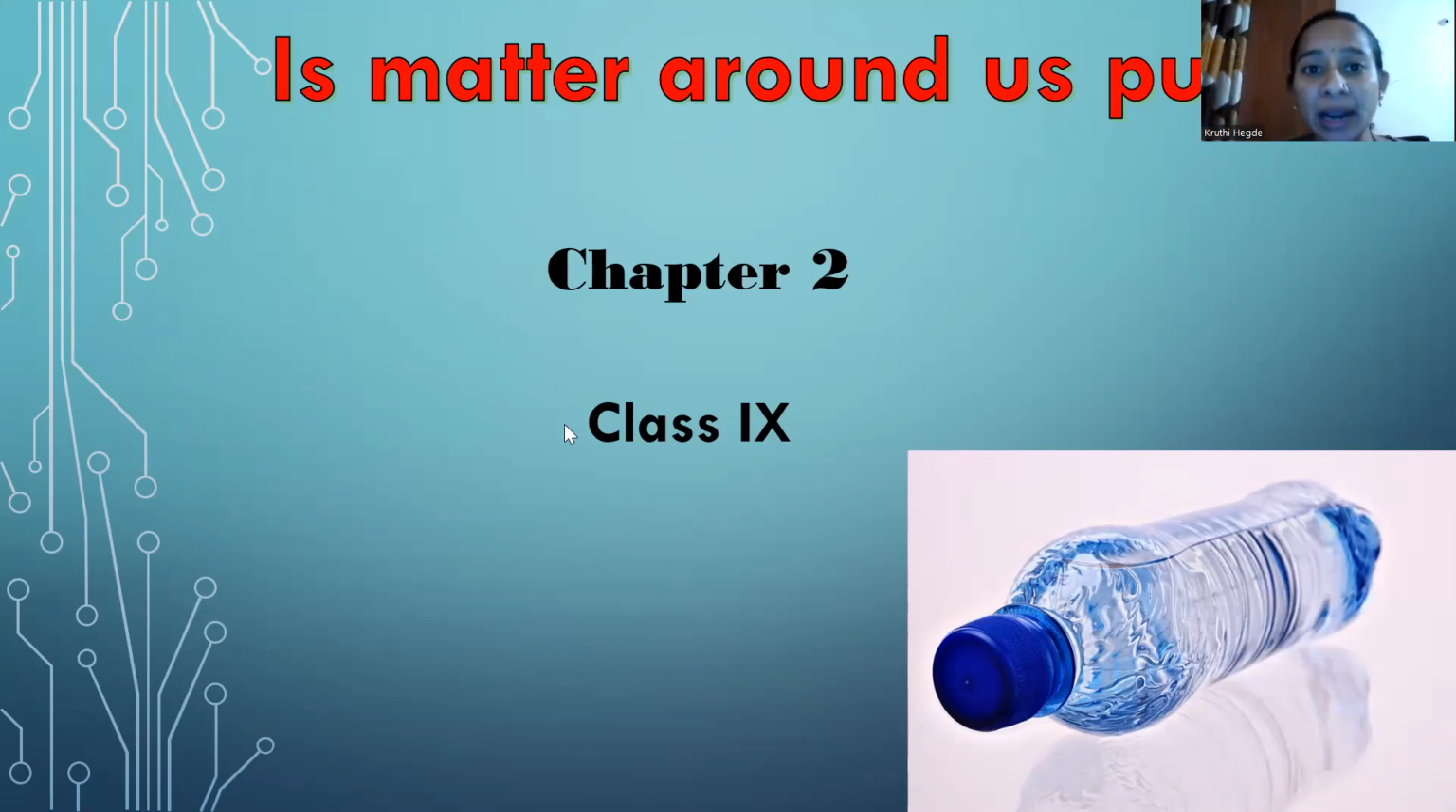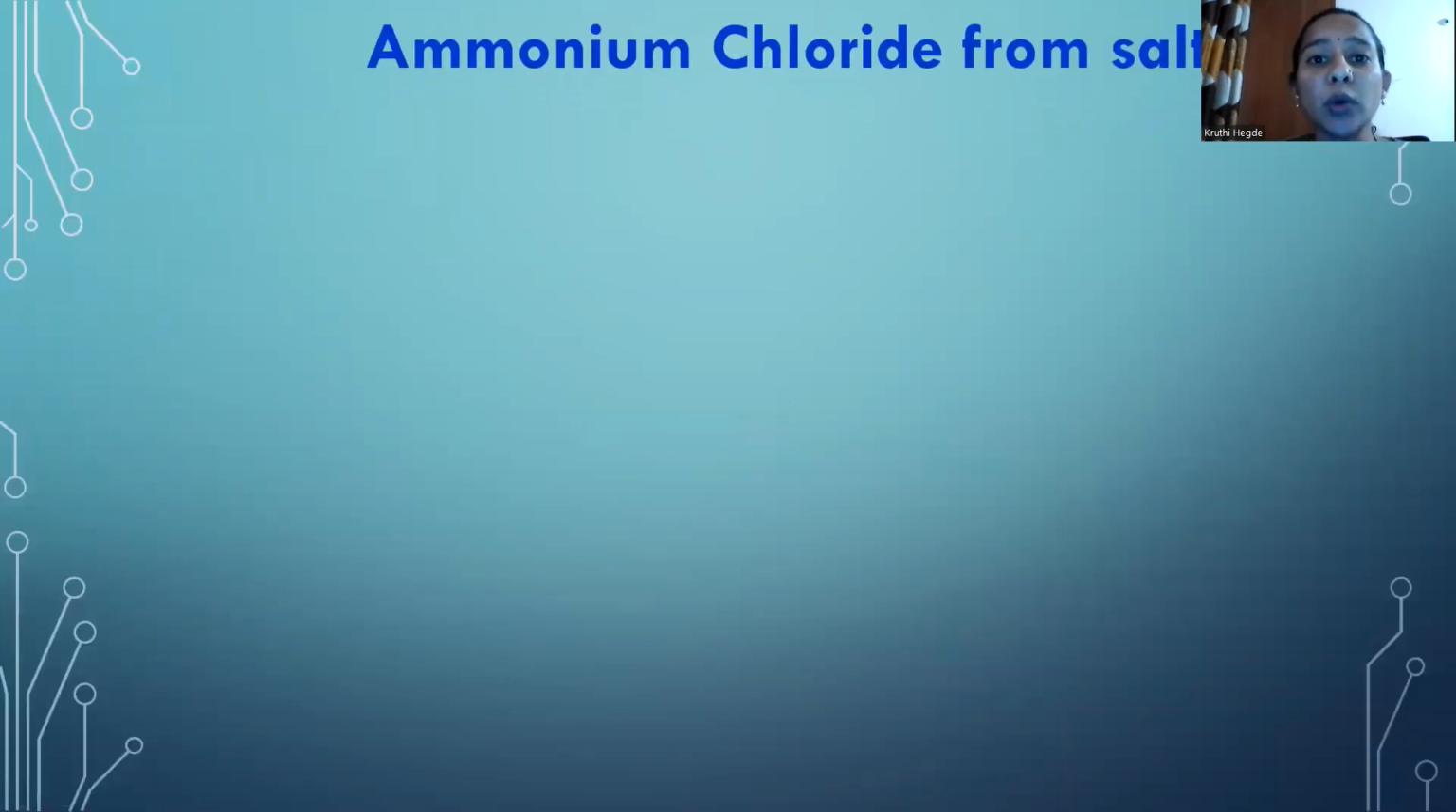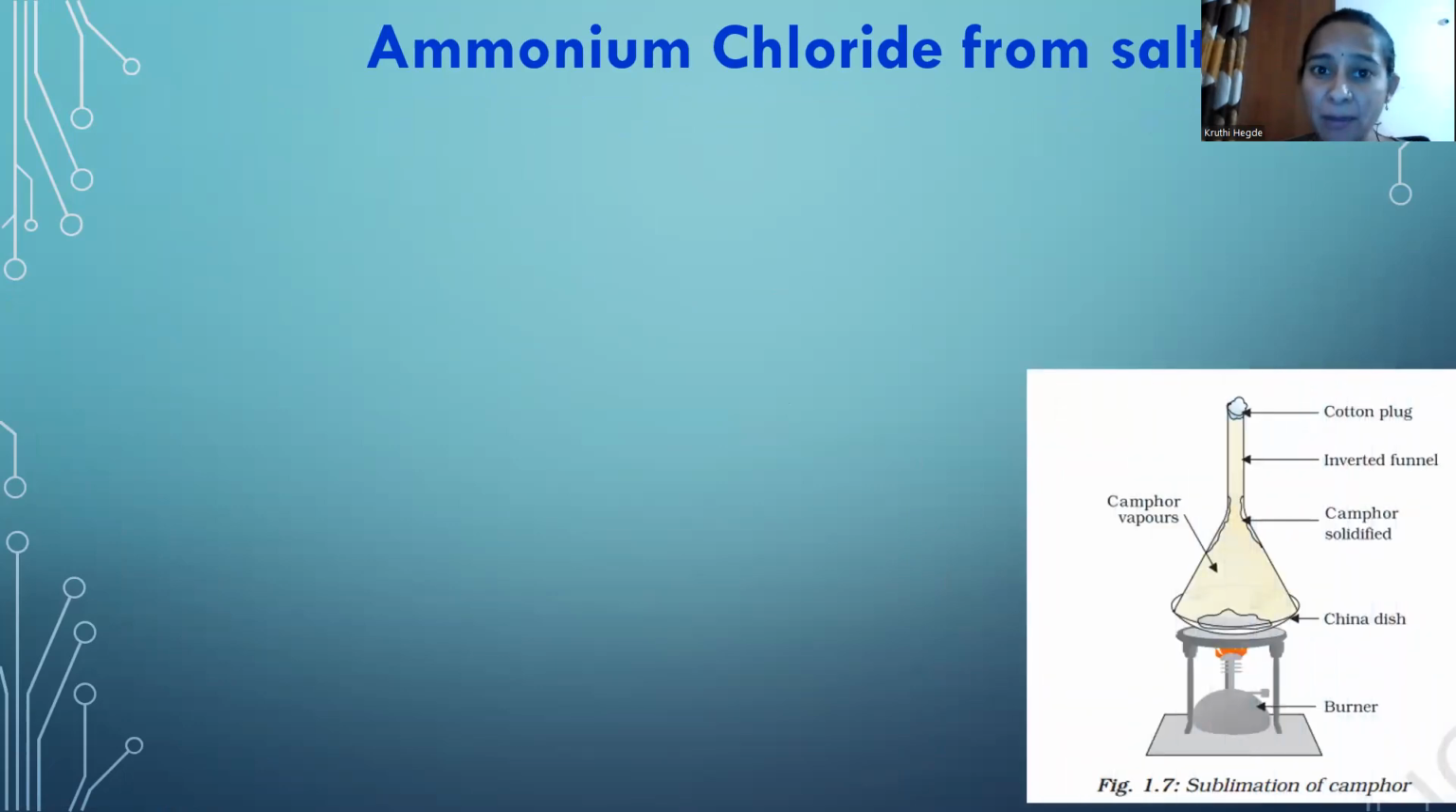Now, we'll move ahead with other separating techniques. The next one that we are going to discuss is to separate ammonium chloride from salt. Ammonium chloride is NH4Cl. This is the formula of ammonium chloride. So how can we separate ammonium chloride from salt? If you remember in the video regarding the first chapter, Matter in Our Surroundings, we had discussed one concept, that is sublimation. Do you remember?